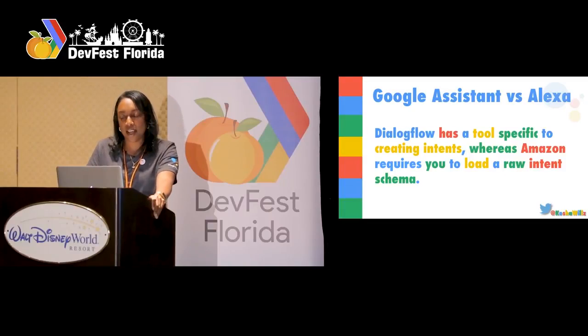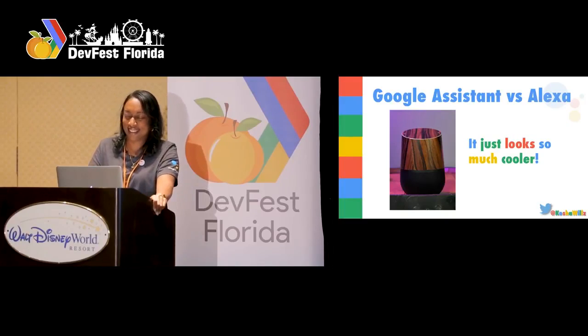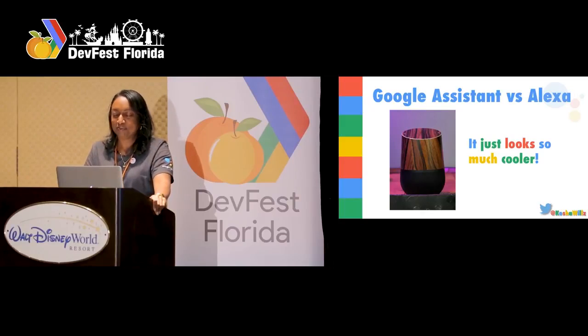So Dialogflow has a tool specific to creating intents. And we just saw that. Whereas Amazon requires you to load a raw intent schema. Now, Amazon does have this new beta skill builder. I haven't had a chance to play around with it, but I bet it will look a lot like Dialogflow. That's my theory. And then it just looks so much cooler. When I saw this picture, I was like, wow, I want that one.